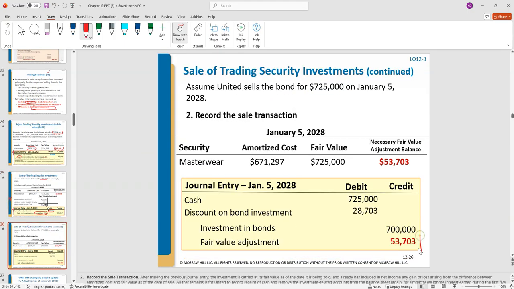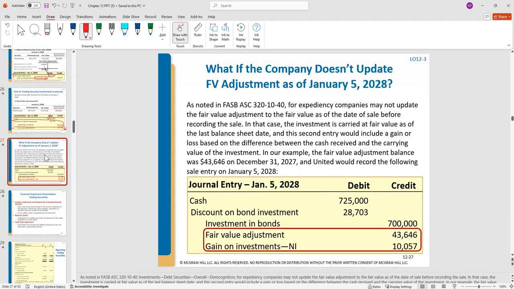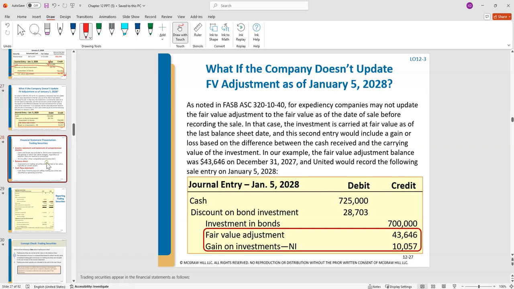Then we get rid of fair value, get rid of the bond, and debit the cash that we got. There is no gain or loss here when we actually sell it. Instead, we recognized that gain or loss as the ebbs and flows of the fair value happened. Okay? You can look at that item there.